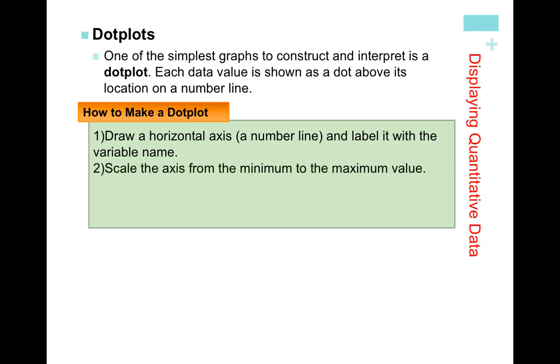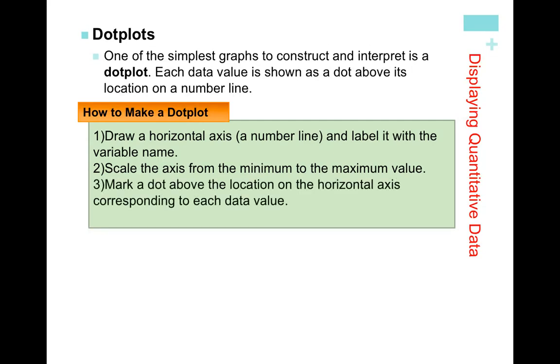Then you're going to scale that axis. You'll look at the range of your data set and use that range to determine a good start and end point for that horizontal axis. It does not have to start at 0. We can start at the minimum value for the data set. And then you plot the points. You'll put a point over each value from the data set.